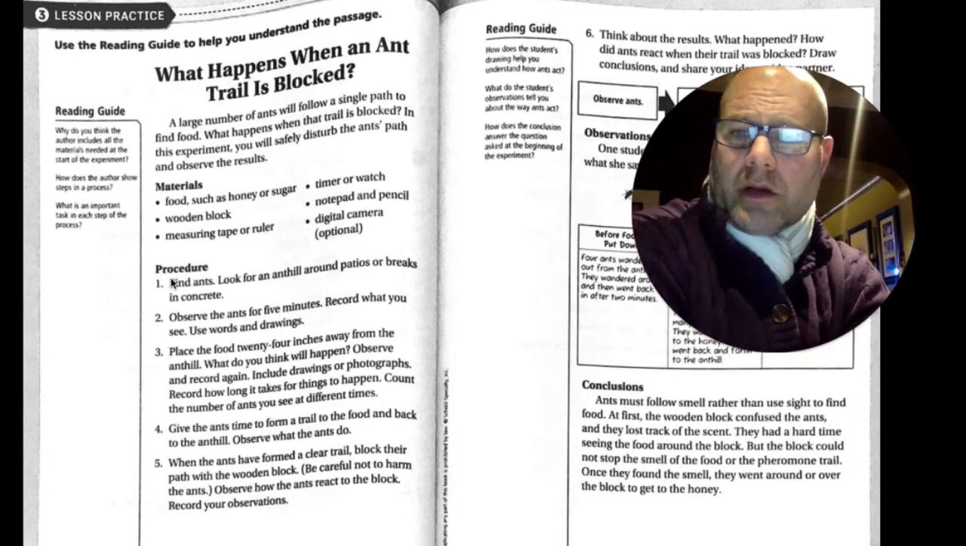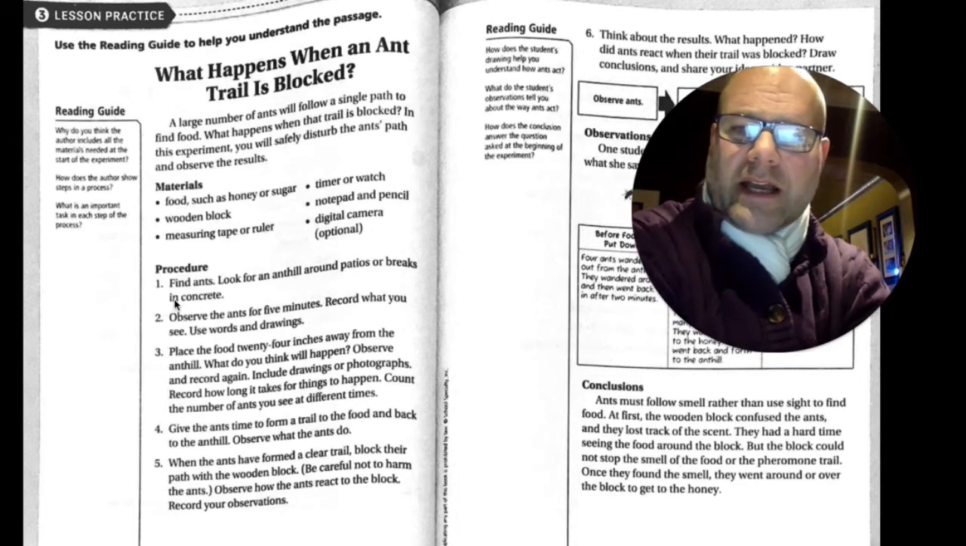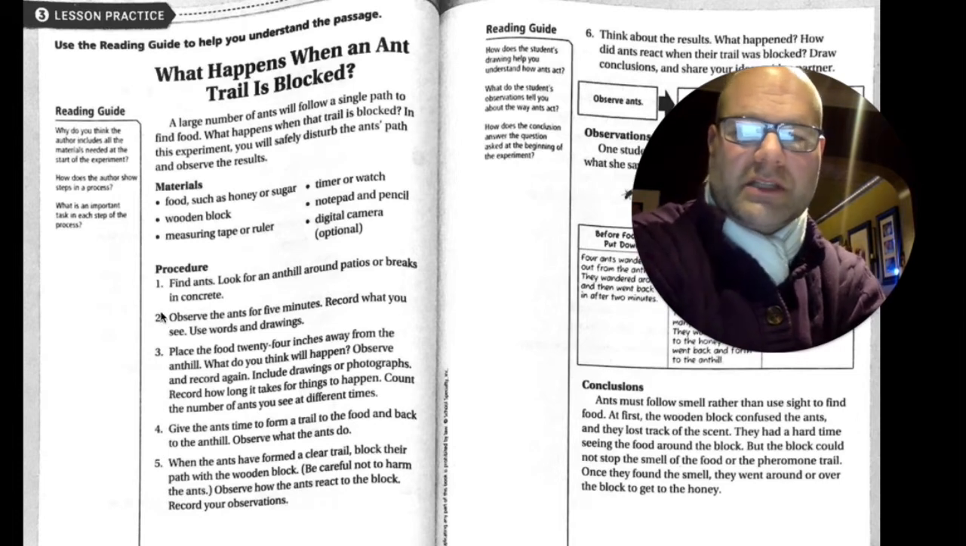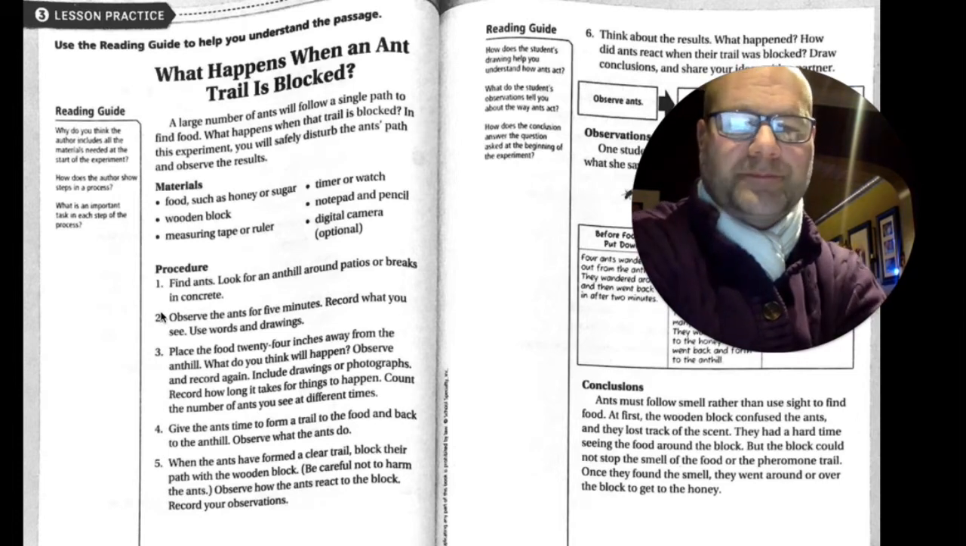Now, the procedure. Find ants. Look for an anthill around patios or breaks in the concrete. So the first thing you have to do is find some ants to do the experiment with, right? And you want to find them just in nature, in their natural habitat.